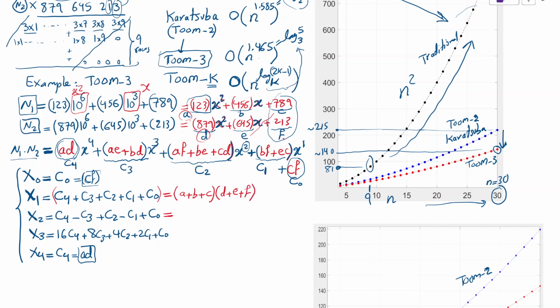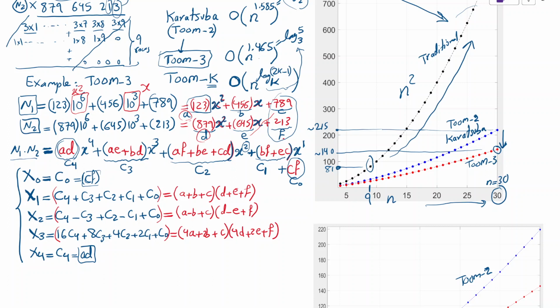The next line, which is x2, as I said, this linear combination of C0 up to C4, is simply A minus B plus C times D minus E plus F. Again, A, B, C, D, E, F are 3-digit numbers. And this last one here can be computed by multiplying 4A plus 2B plus C times 4D plus 2E plus F.